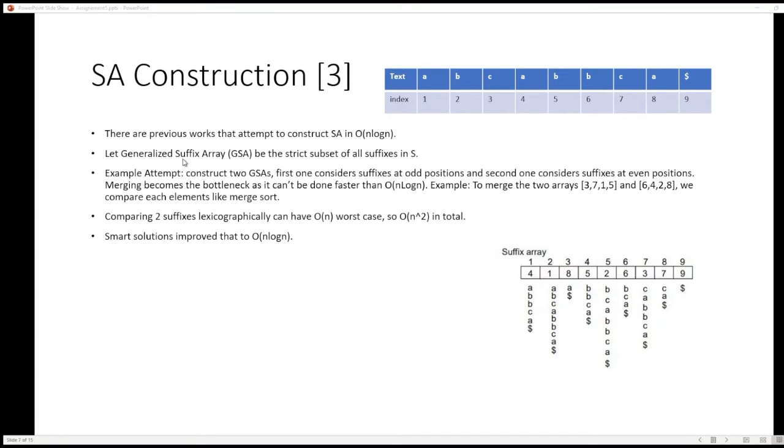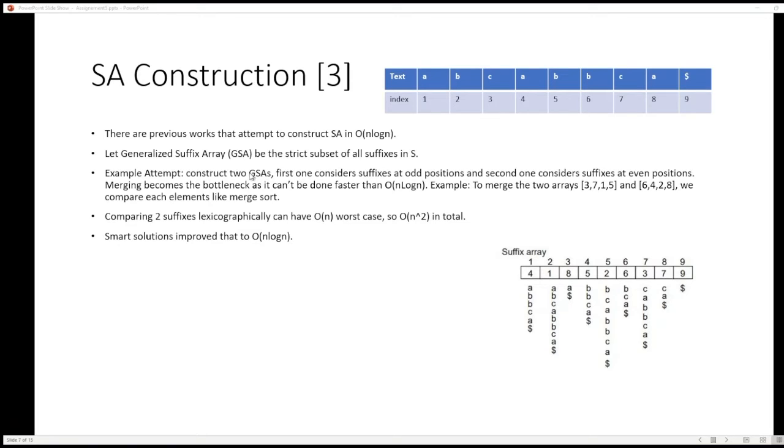So let us first define what a generalized suffix array is. It is a suffix array that contains a strict subset of all suffixes in S. So basically it considers only a small subset of all the suffixes in S, for example, the suffixes at even or odd positions. And this was used by an attempt that was able to construct the suffix array in n log n.